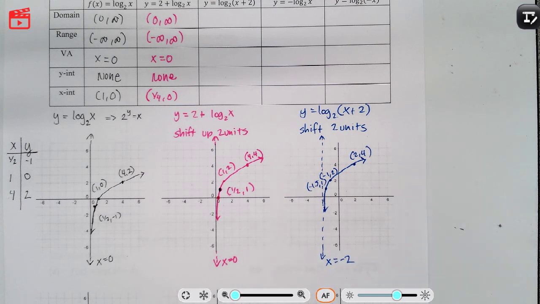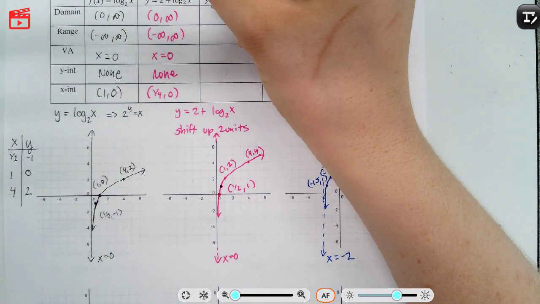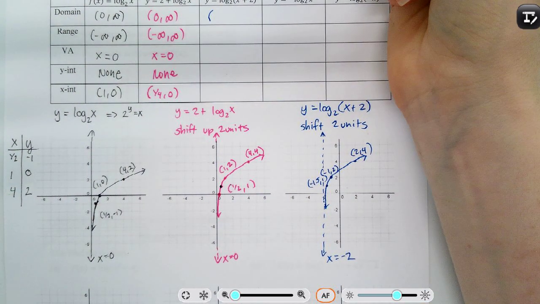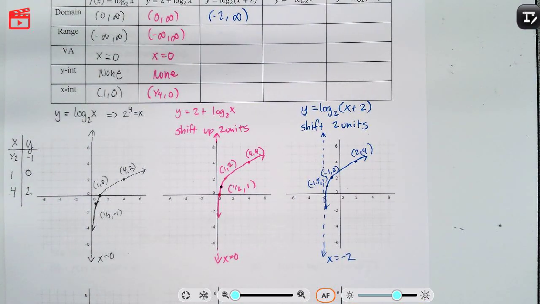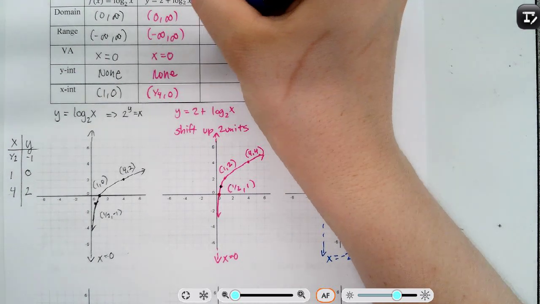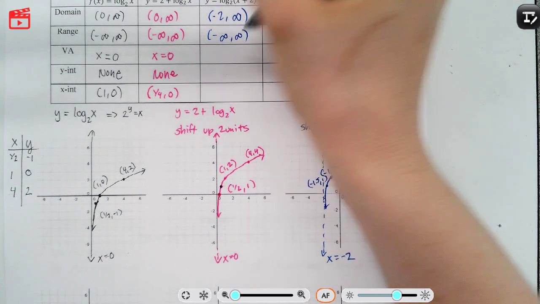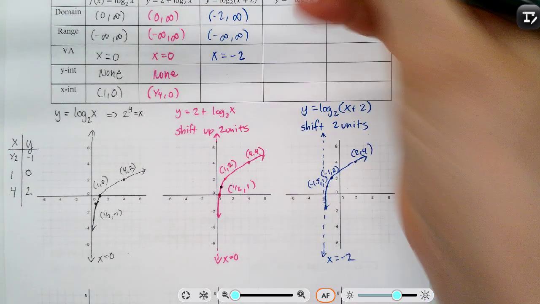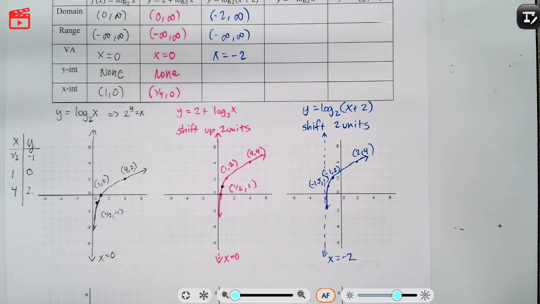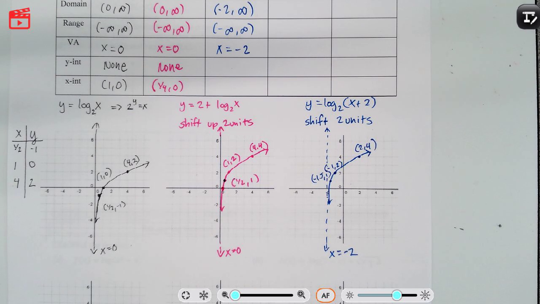All right, so let's see. Domain. Oh, it's changed. It's negative 2 to positive infinity because our asymptote got moved over. Range, still the same thing here. Vertical asymptote. That changed. That's x equals negative 2 because we shifted over 2 units. Y-intercept. We actually have a y-intercept because look, it's crossing. So we're going to go ahead and find the y-intercept.